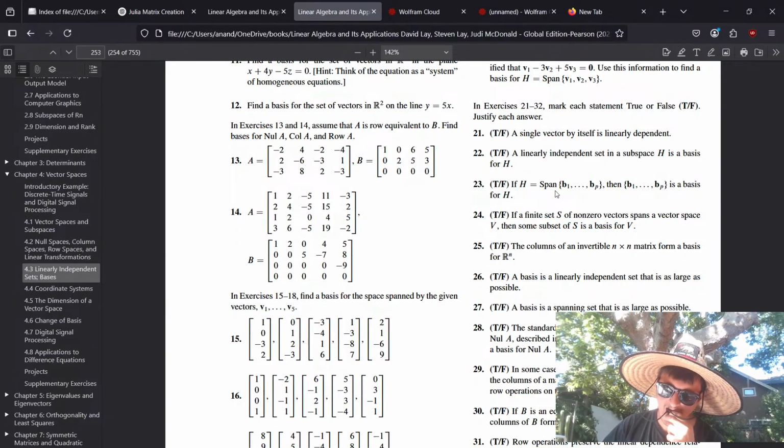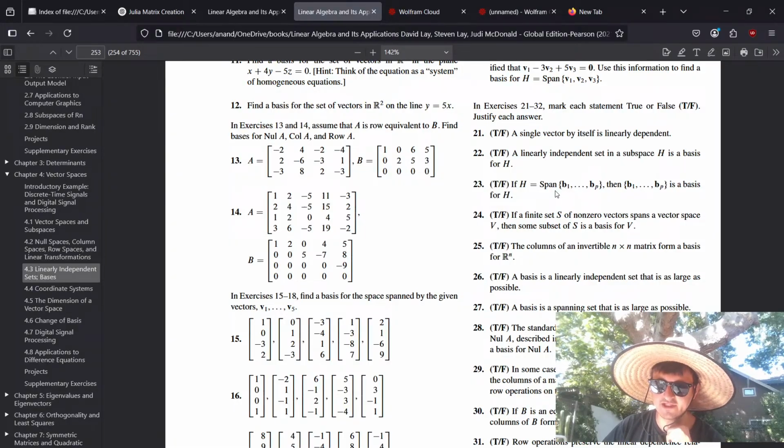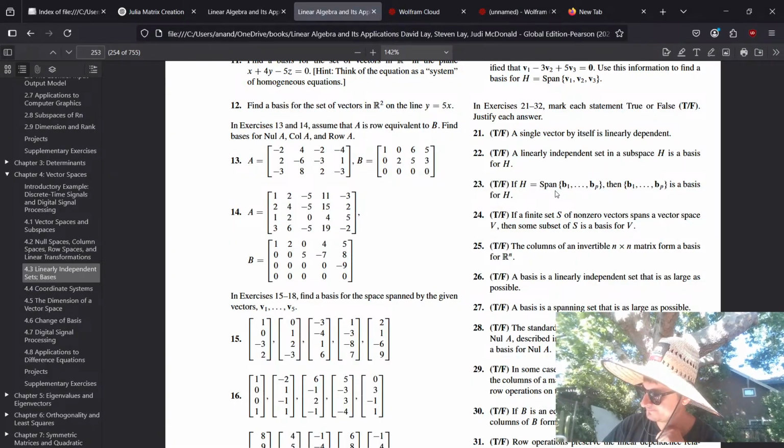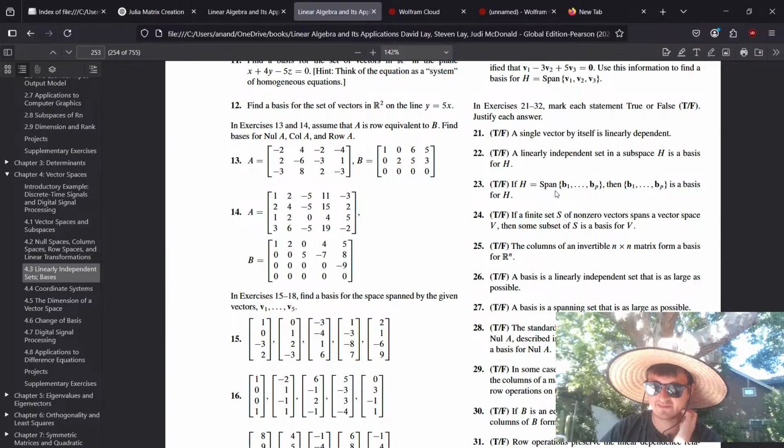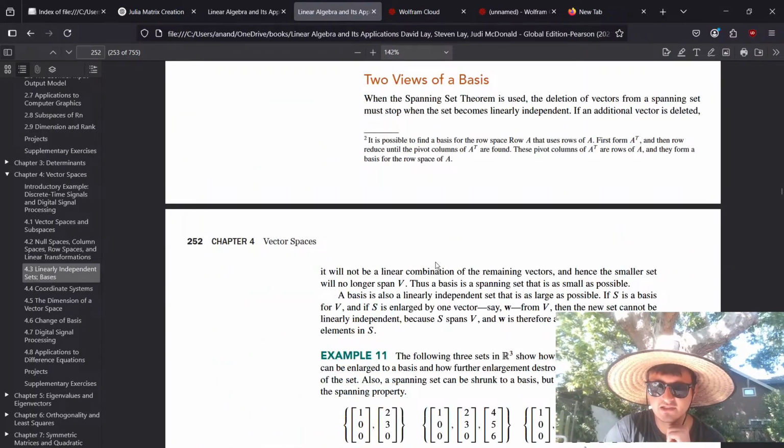Yeah. Since it's invertible, they're linearly independent, and if they're linearly independent, then yeah. So true. A basis is a linearly independent set that is as large as possible. I didn't really like that thing at the end there, but I know it's true because if you just go to the notes, it says a basis is also a linearly independent set that is as large as possible.